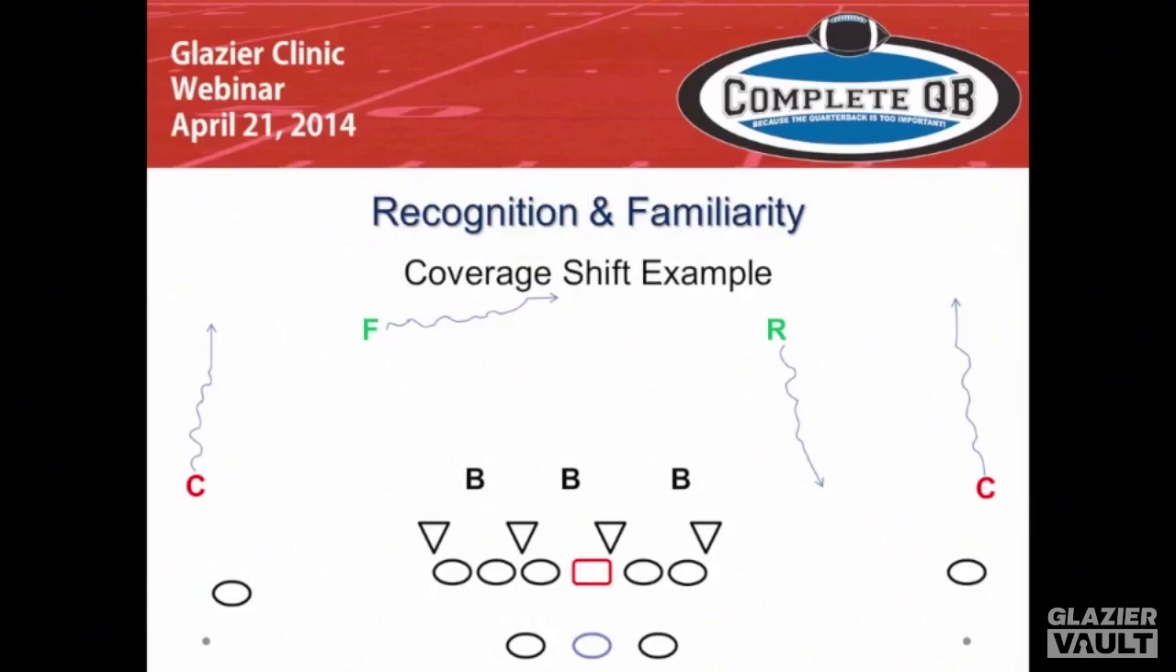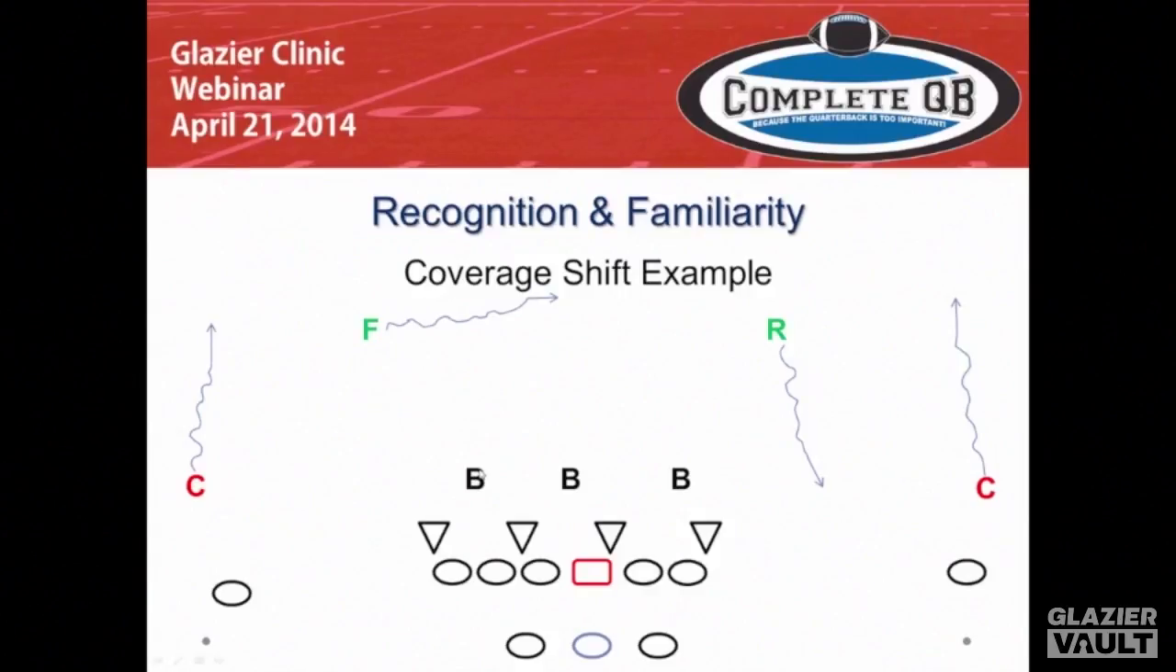So then we quickly shift, and we see some bodies move. Now we see that this is all pre-snap, and our quarterback is responsible for calling out a check and identifying what coverage he's now seeing. I didn't really pull the string with the linebackers. I probably could have moved those linebackers over to our left a little bit.